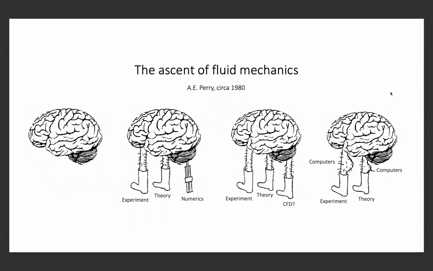And then as we go along, we still have experiment and theory, but the numerics is supported by CFD. And this is in 1980, mind you. The last one says that computers are embedded in experiment, embedded in theory, to support the brain working on fluid mechanics. So I came across this cartoon recently, and I couldn't help thinking how perspicacious Tony was in anticipating the kind of place where we're at right now. So thank you very much.